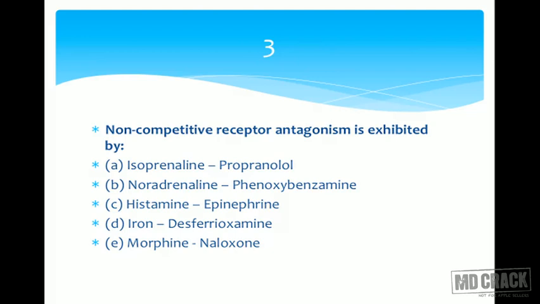Next is iron and deferoxamine. Are there any receptors for iron? No. Iron is a chemical. And deferoxamine is used in case of iron poisoning because it chelates the iron. So that's called chemical antagonism. Next one is morphine, naloxone. Morphine acts on the opioid receptor. Naloxone blocks the receptor. So that's again receptor antagonism. So what we are left with are isoprenaline, propranolol, noradrenaline, phenoxybenzamine, and morphine, naloxone.